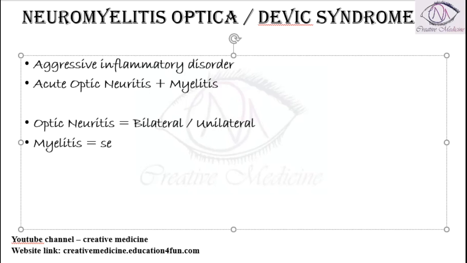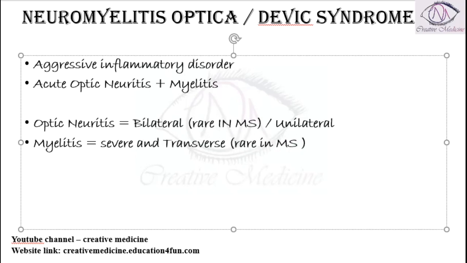Myelitis in neuromyelitis optica is severe, and transverse myelitis is seen in neuromyelitis optica. See, in multiple sclerosis, bilateral optic neuritis is very rare, because in most cases the optic neuritis is unilateral, and transverse myelitis is also very rare in multiple sclerosis. So, these two are the differentiating features of neuromyelitis optica.